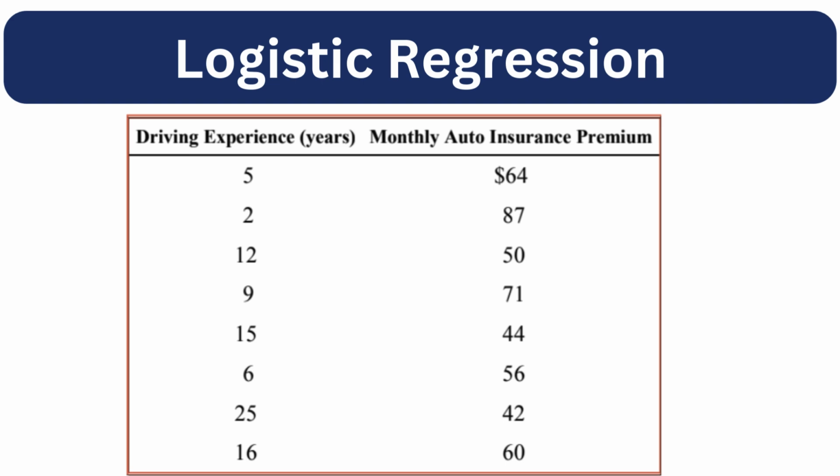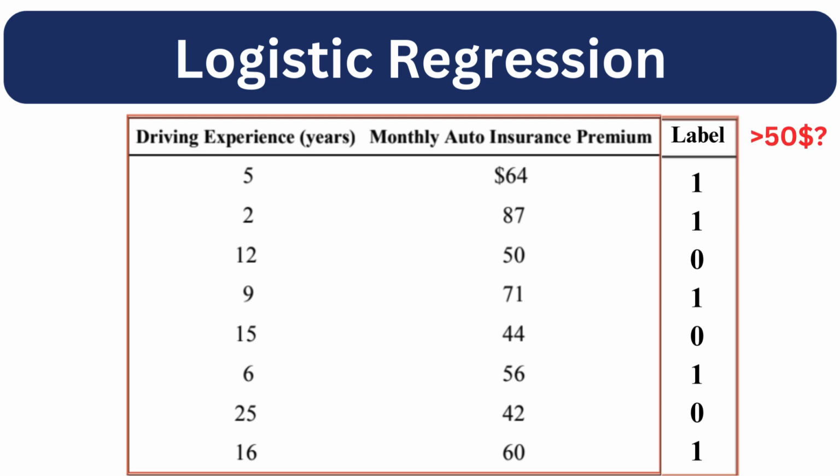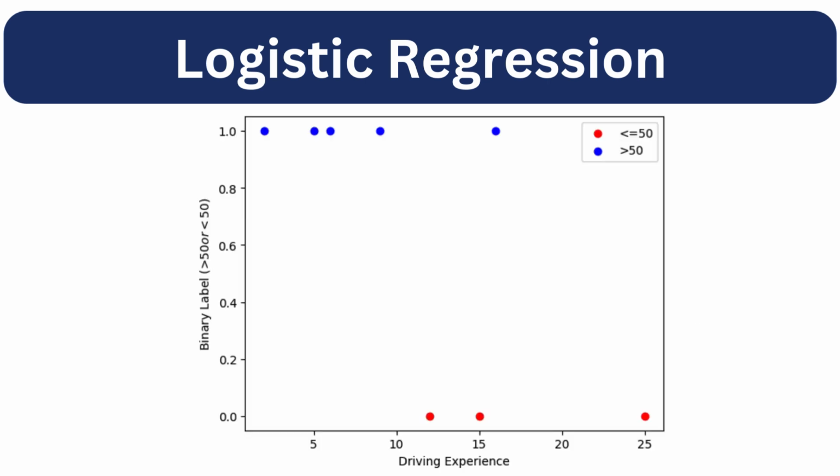Let's consider the same example from the previous lecture and convert it into a classification problem. So based on a threshold of $50, we have created a new label that indicates whether the premium paid by the driver is greater than 50 or not. If it is greater than $50, the class label is 1, and if it is less than $50, the class label is 0. We can see the class distribution on the scatter plot. Instances belonging to the less than 50 class are displayed using a red color and the other with a blue color.